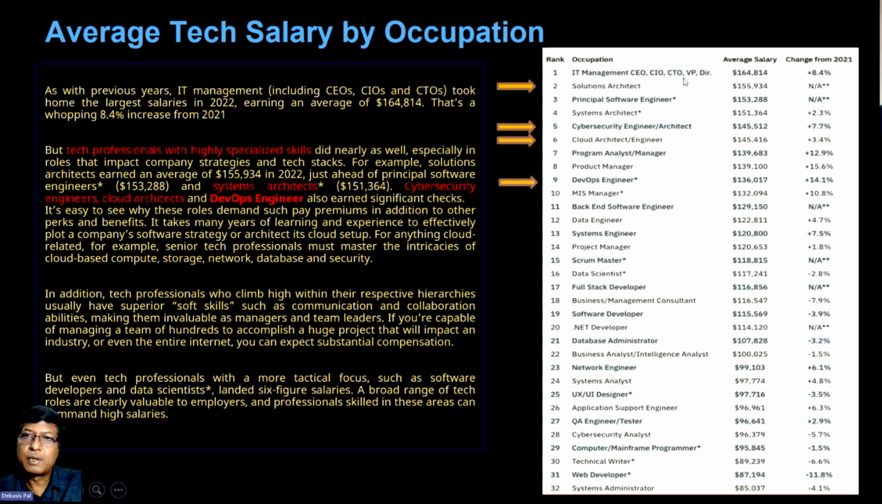You cannot be a CIO, CTO, or solution architect right away. It needs a lot of experience, at least 7 to 8 years. We will not have that right at this moment. Principal software engineers are drawing a lot of money, but that also takes a lot of experience. For system architect, you need a lot of technical background behind you.